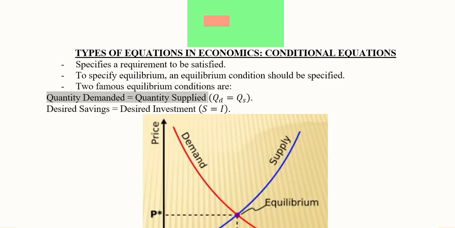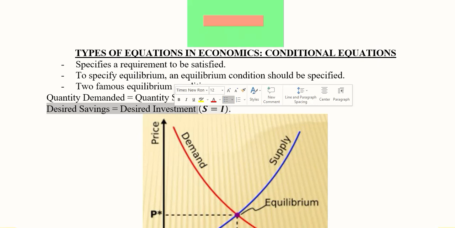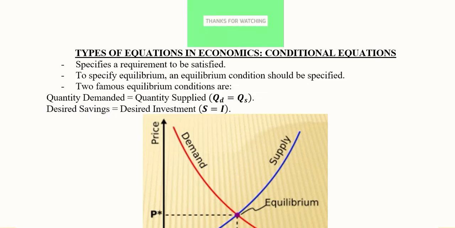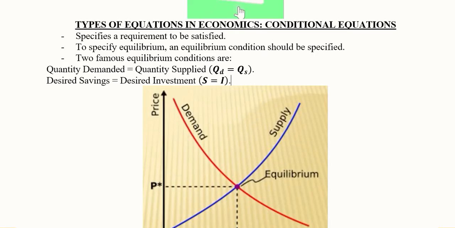The equilibrium conditions, in addition to the mathematical examples, are from economics, basically quantity demanded and quantity supplied. QD is equal to QS. So this equation is actually a conditional equation representing a certain condition. This is the other conditional equation representing the equilibrium at the macroeconomic level. The desired savings are equal to desired investment, and this would be the conditional equation. So this is how we understand and exemplify the conditional equation.